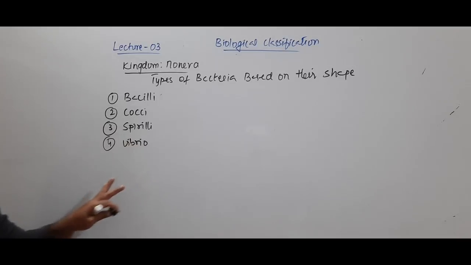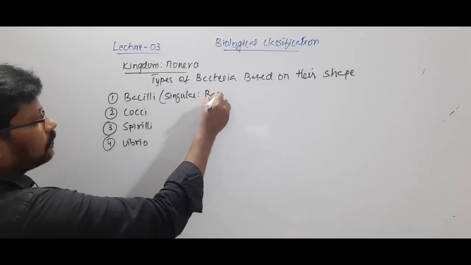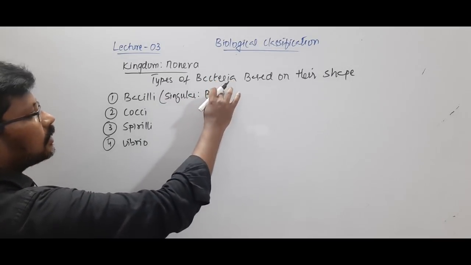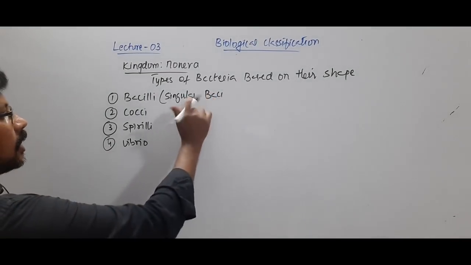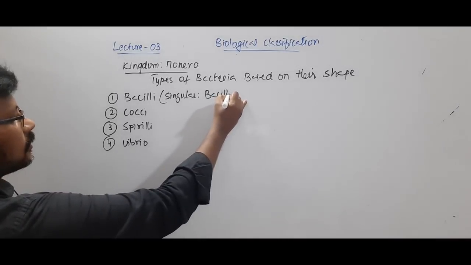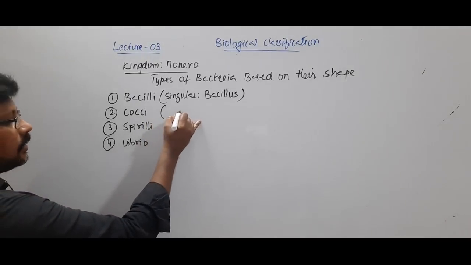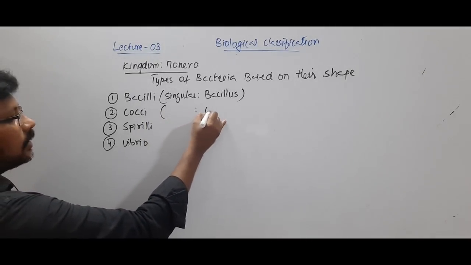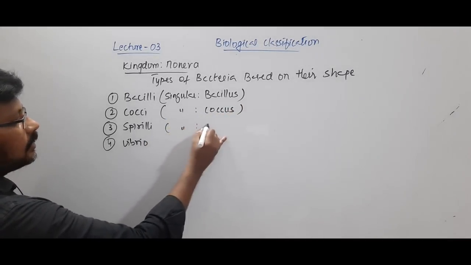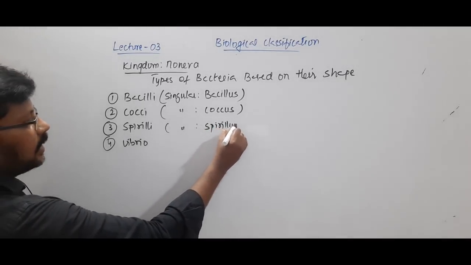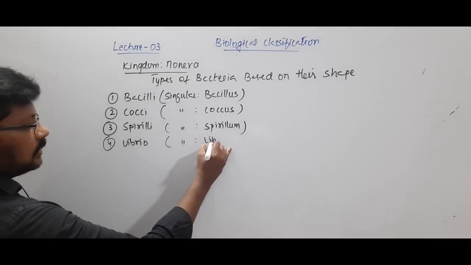Actually I used plural words. Coming to the singular, they are called bacillus. Then in the case of cocci it is coccus, spirilli is spirillum, and then vibrio is vibrium.